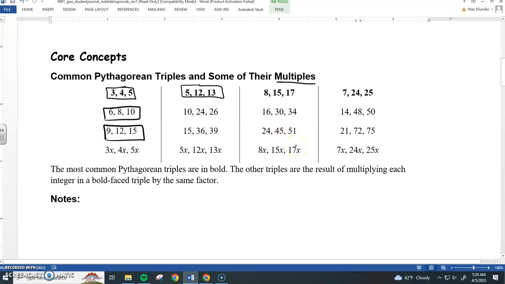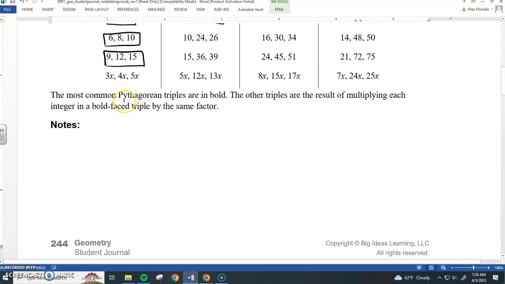But kind of recognize these because when you recognize them, it means you have less work. If you have a 3 and a 5 and you know it's a right triangle, it's guaranteed that the other side has to be 4.